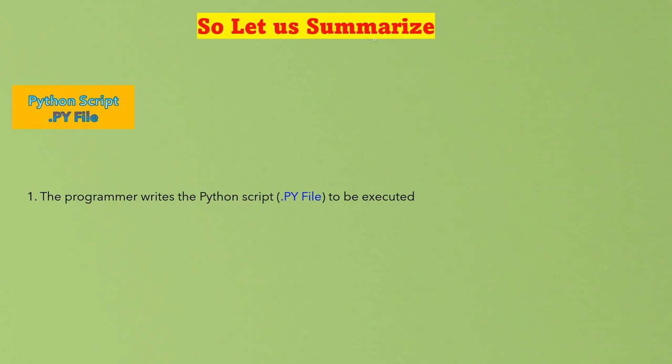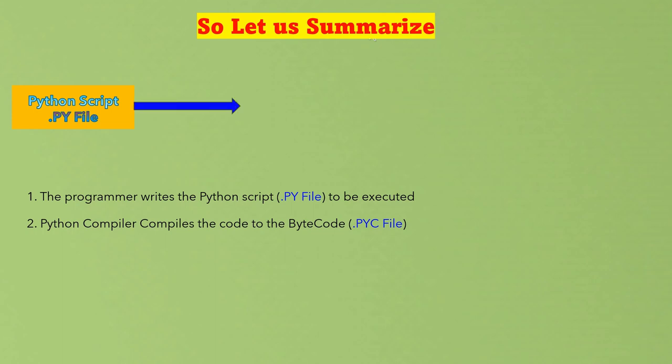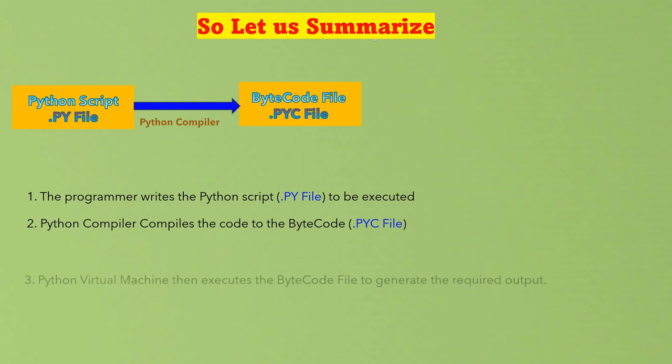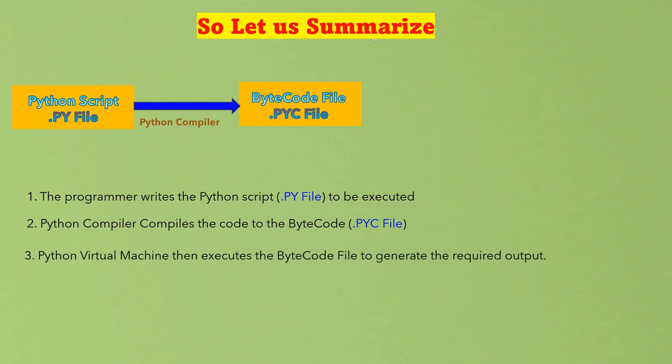So let us summarize. Step 1. The programmer writes the Python script .py file to be executed. Step 2. Python compiler compiles the code to the bytecode .pyc file. Step 3. Python Virtual Machine then executes the bytecode file to generate the required output.